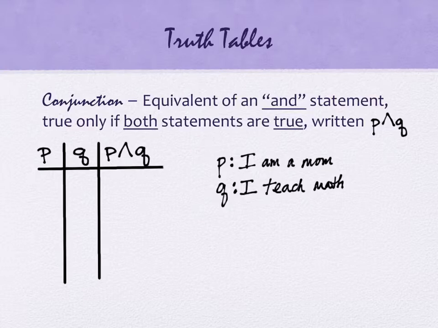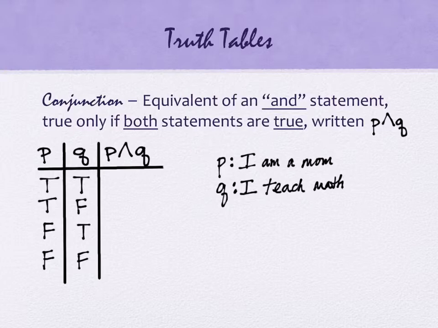So it is possible with any two statements to have four things happen. It could be that both statements are true individually. It could be that the first statement's true and the second statement's false. It could be that the first statement's false and the second statement's true. Or it could be that both statements are false. Everybody good so far? Okay, so these are my four possibilities, and they always look like this.